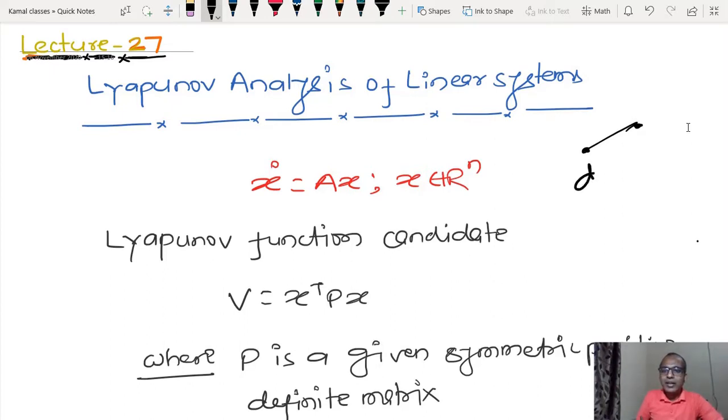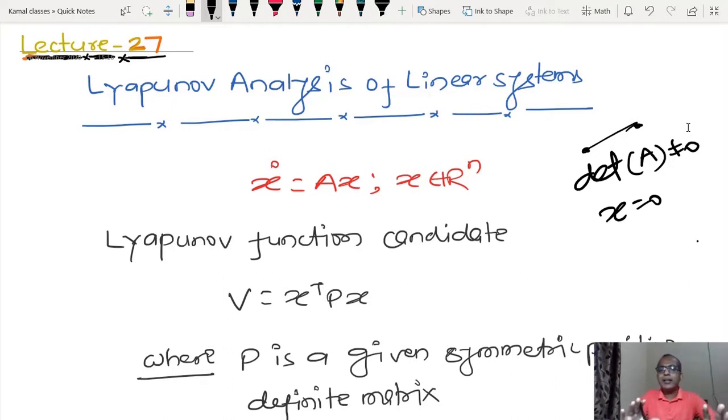So what kind of assumption do I have? I am assuming that determinant of A is not equal to 0. In this way, x equal to 0 is the unique equilibrium point. Now I have to talk about the stability of this unique equilibrium point.